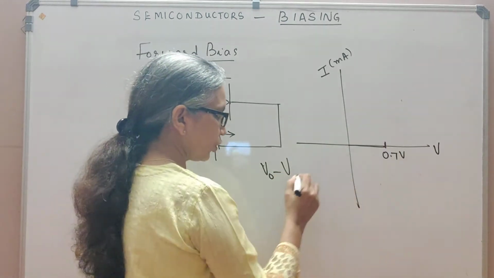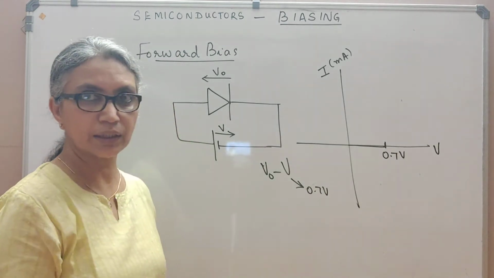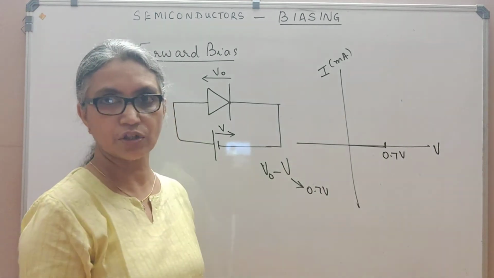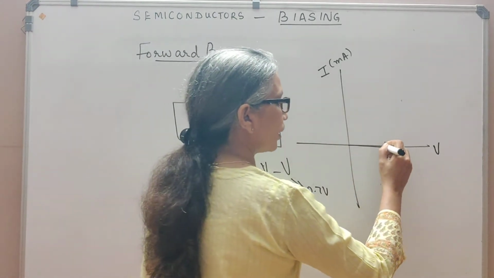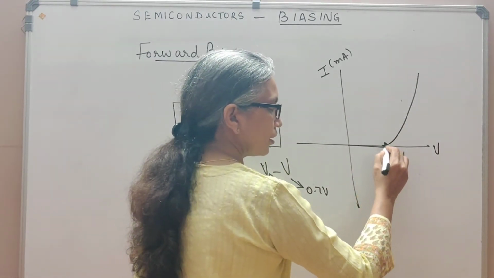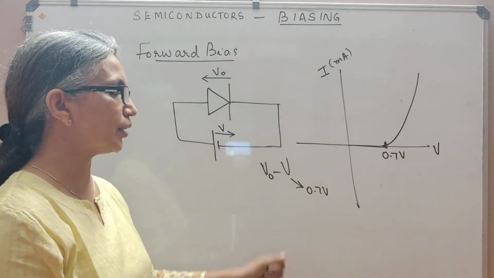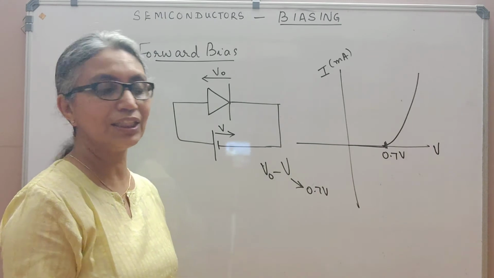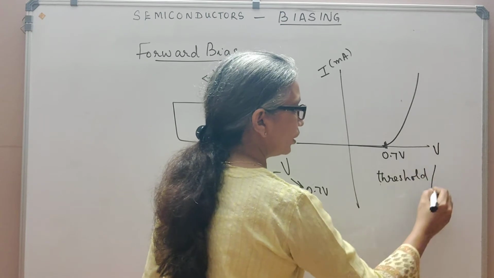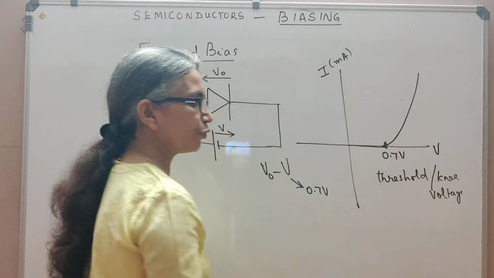So when you have applied a potential of around 0.7 volt, that becomes equal to the potential barrier, and you will see that there will be a large crossing over of majority carriers, and because of this you will have a large diffusion current. This voltage at which you have a large diffusion current across the junction is called the threshold voltage or the knee voltage.